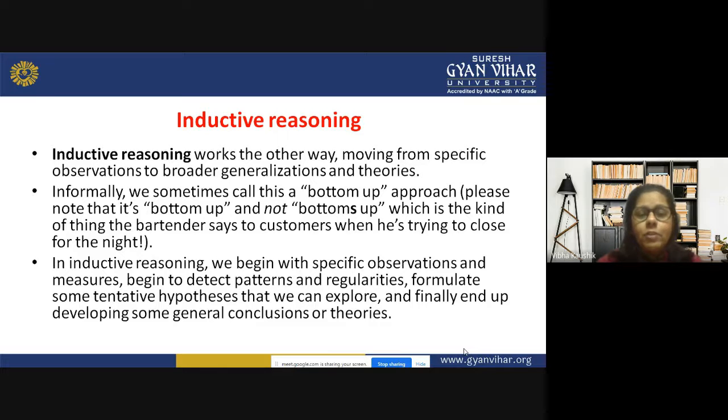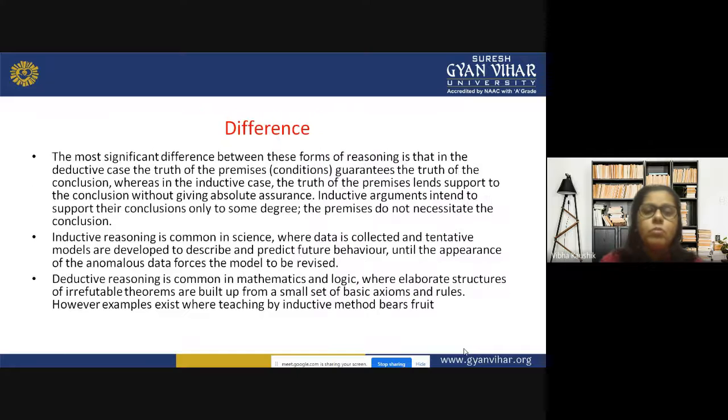In inductive reasoning, we begin with specific observations. We start observing the specific things, and may just begin to detect patterns. And after that, we will start identifying the different patterns and regularities, and formulate some tentative hypotheses related to them. Then we can explore and finally end up developing some general theories or conclusions.